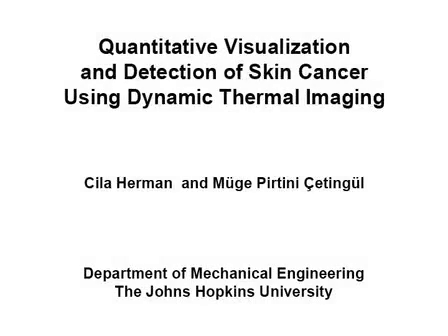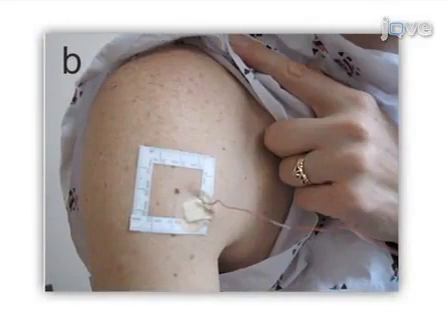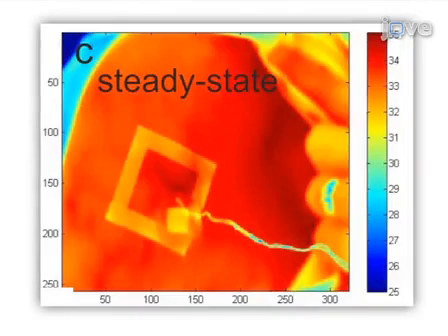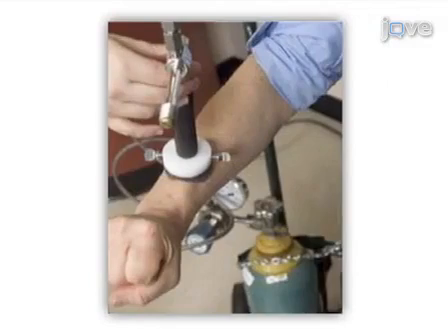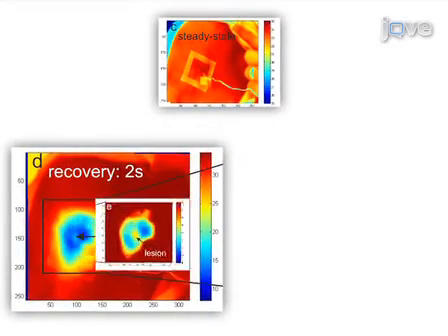This procedure aims to diagnose melanoma or other types of skin cancer non-invasively using dynamic infrared imaging. Start by taking a white light photograph of the lesion and the surrounding healthy tissue, followed by a reference infrared image of the same region of the skin.